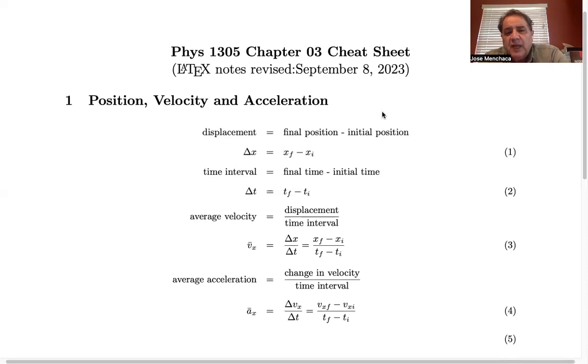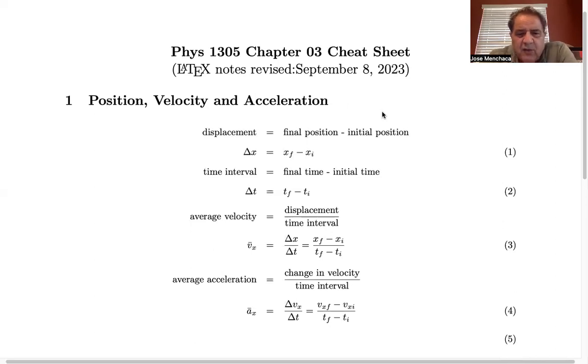Now, when we talk about average velocity, that's the displacement just defined above, divided by the time interval defined underneath that. So the average velocity, that's the V with a little bar over it. The little bar indicates average. And so it's delta X over delta T. Well, what is delta X? It's X final minus X initial divided by T final minus T initial. So that's how you find the average velocity. It's the total distance divided by the time interval involved.